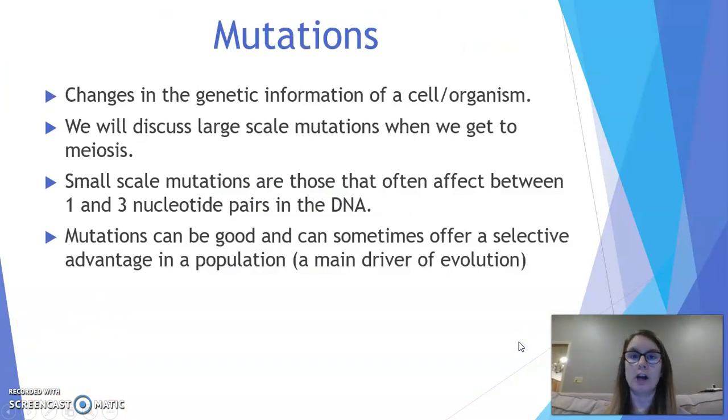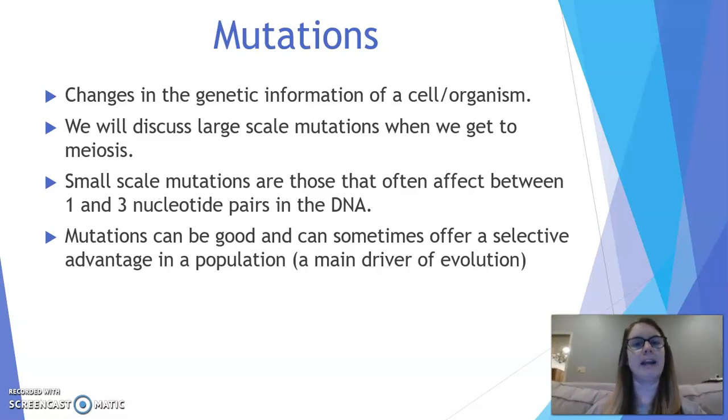So now to talk about mutations. A mutation is a change in the genetic information of a cell or a whole organism, because remember, some organisms are single-celled. We'll talk about really large-scale mutations when we get to meiosis. What do I mean by a large-scale mutation? That would be like how someone ends up with a third copy of the 21st chromosome and they get Down syndrome. We'll talk about those mutations when we cover meiosis. For right now, I just want to talk about smaller scale mutations.